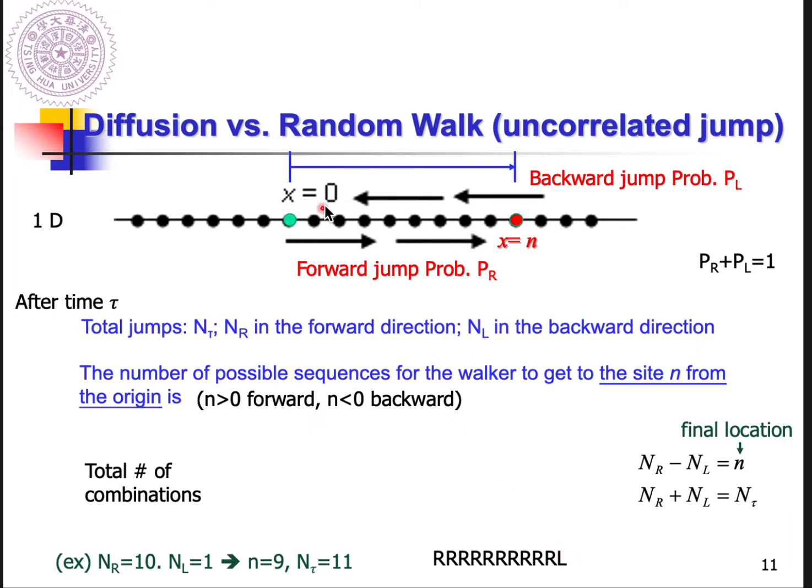For example, 1, 2, 3, 4, 5, 6, 7, 8, 9, 10: 10 forward jumps and 1 backward jump, then arrive here. Or this atom can make a forward jump and then a backward jump. And next is to make a series of 9 forward jumps.